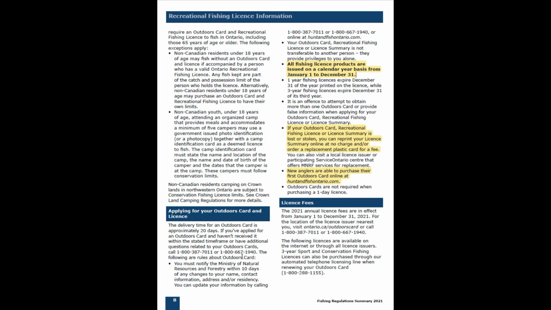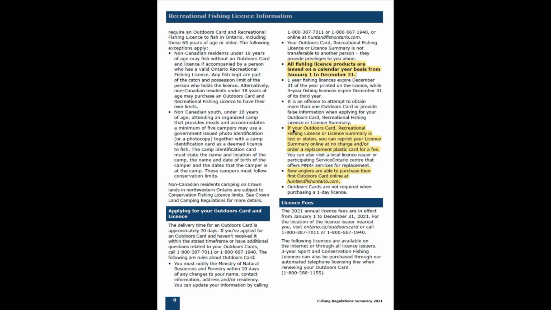Also on page 8 talks about how to apply for your outdoors card and fishing license. There's the 1-800 number and the website. Again, it's for the calendar year, so if you buy a license on January 1st, it's good for all days of the year. If you buy a license on December 10th, it's only good for December 10th to December 31st. So I recommend, if you're going to fish, get it early in January and it'll last for the whole year. You get the most value out of that.